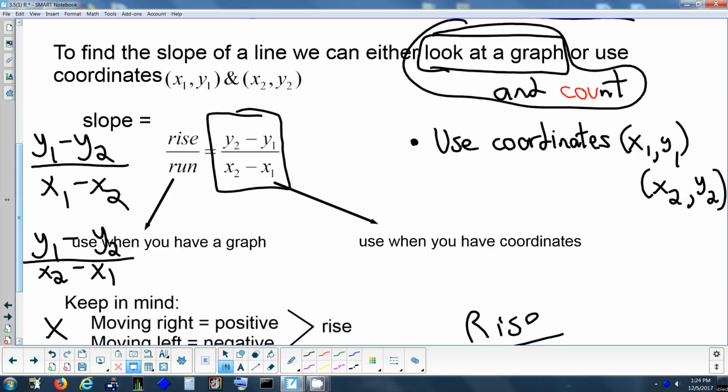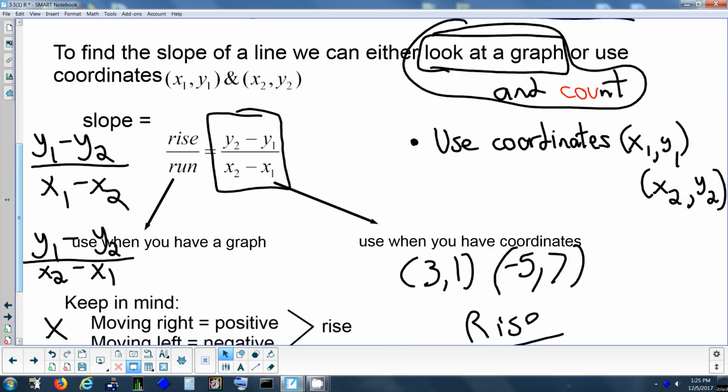You would really use this formula, guys, if we gave you something like 3, 1, and -5, 7, and said find the slope of those two points. Because there's no picture now, you can't just count. We're giving you two sets of coordinates, and you have to find the slope. But the stuff we do today, we're not really going to give you anything like that. You'll see the coordinates on the graph, but you don't have to plug them into that formula. You can just count.